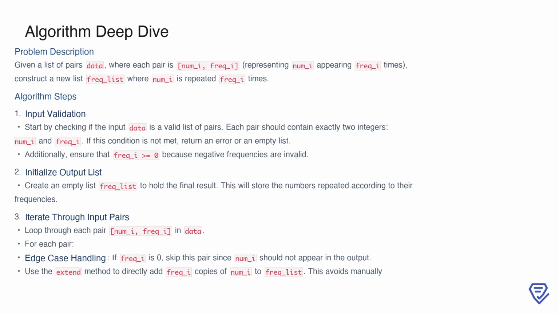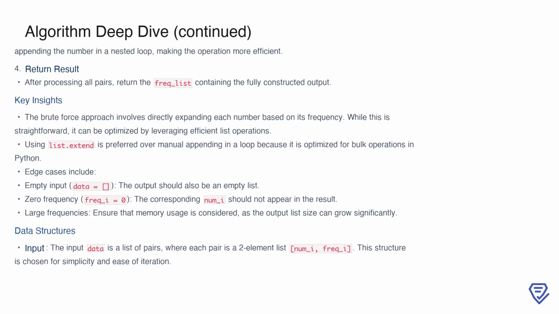This avoids unnecessary loops and makes the operation more efficient. Using the extend method for appending multiple copies of a number is key to improving efficiency, as it directly handles bulk operations. Once all pairs are processed, the constructed frequency_list is returned as the output. This approach is straightforward and handles edge cases effectively.